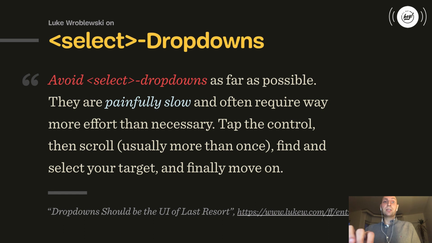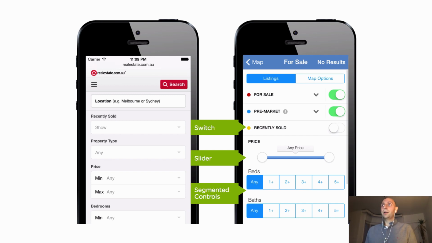So this is why, if you have an interface which requires some select drop-downs, it's probably a good idea to think about what else you could use, right? Maybe you could use a switch. When you have recently sold items and you have only 2 options, show and hide, use a switch instead. Or if it's a range, we talked about it already, then use a slider. Or when it comes to a number of bedrooms, for example, or a number of passengers, use steppers or segmented controls to be able to navigate predictably, right?